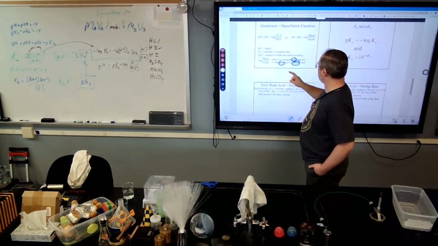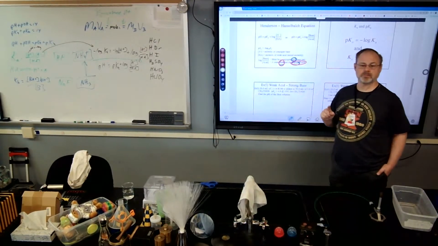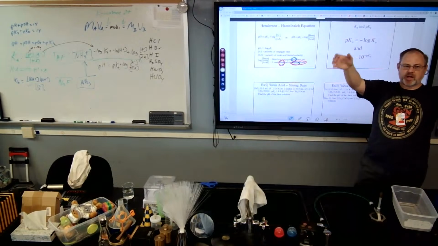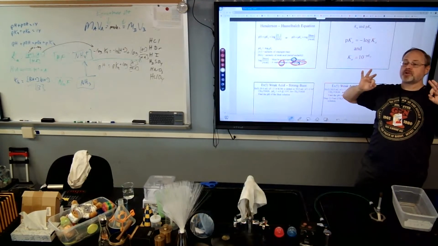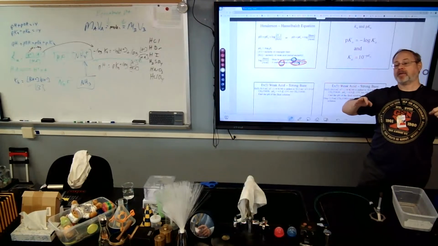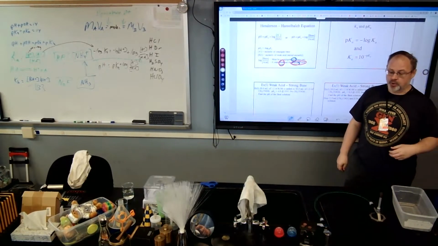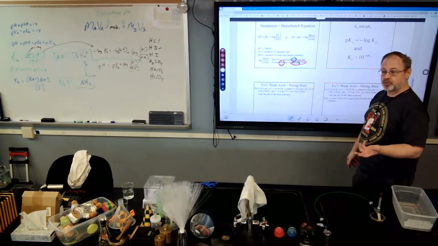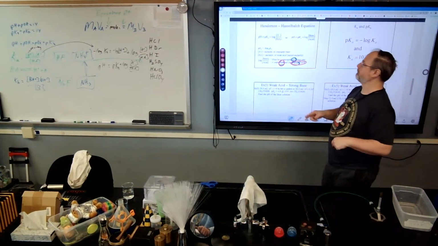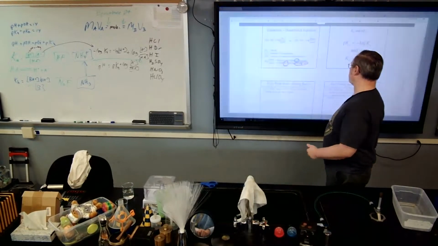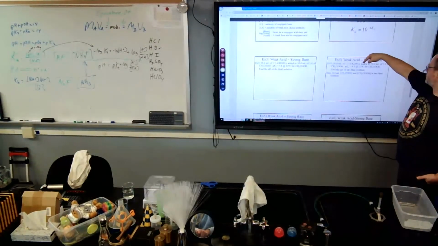You can make a perfect buffer by using a base and its conjugate acid. You just dump A minus and HA in, and then you basically create a solution of the pH that you want. And that's what we're going to do next week. I'm going to give you a number and an acid, and you are going to create a solution that has the exact pH that you want by just doing math. That's for next week.